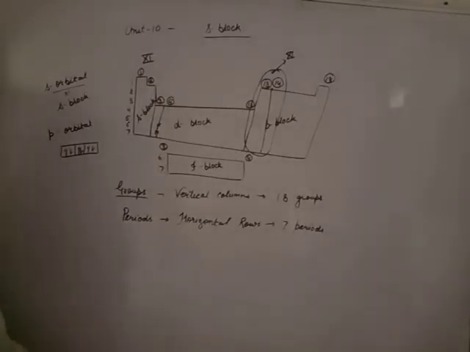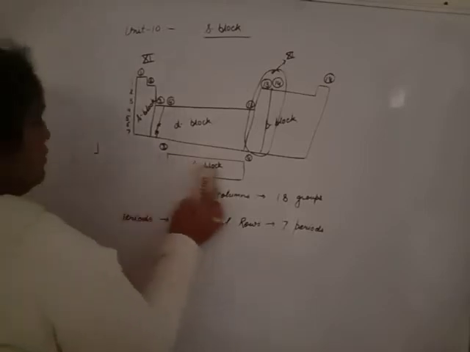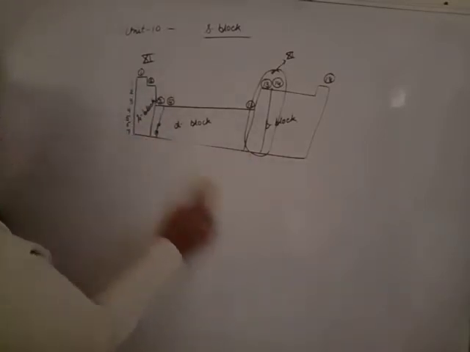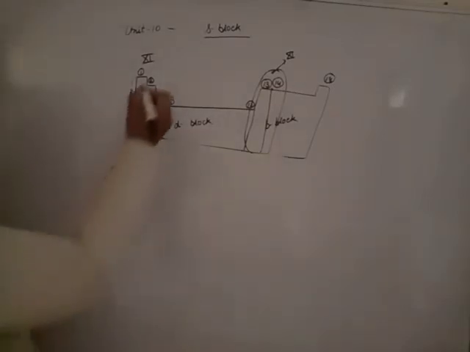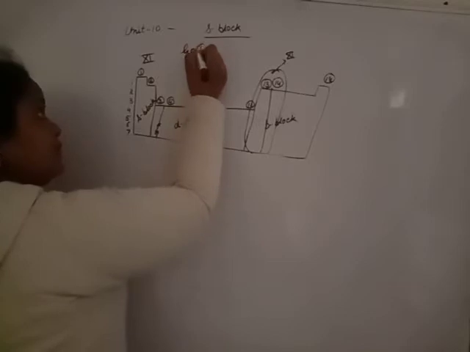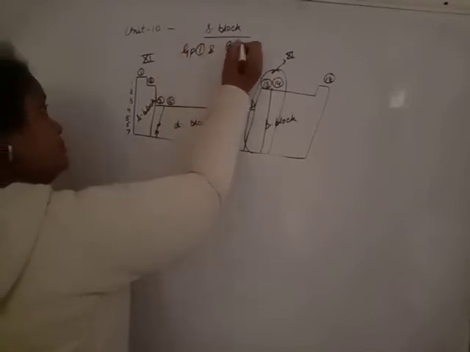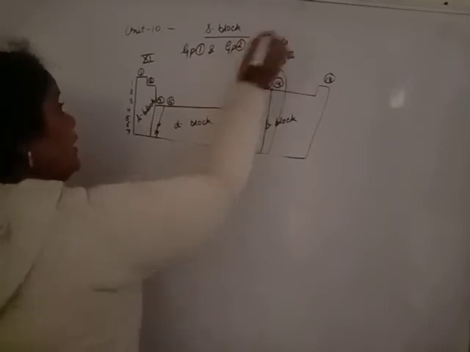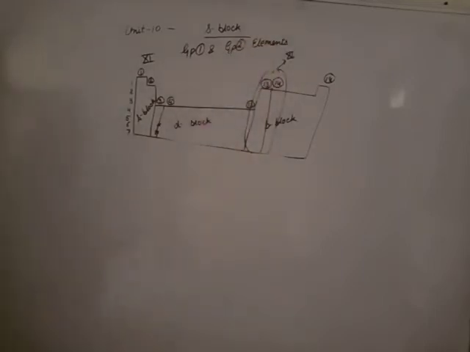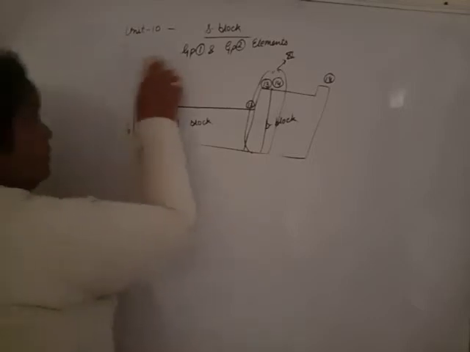Now let us start the S block. Which elements are known as S block elements? Answer: group 1 and group 2 elements are known as S block elements. Group 1 and group 2 elements are included in S block. Clear? Now let us start that.